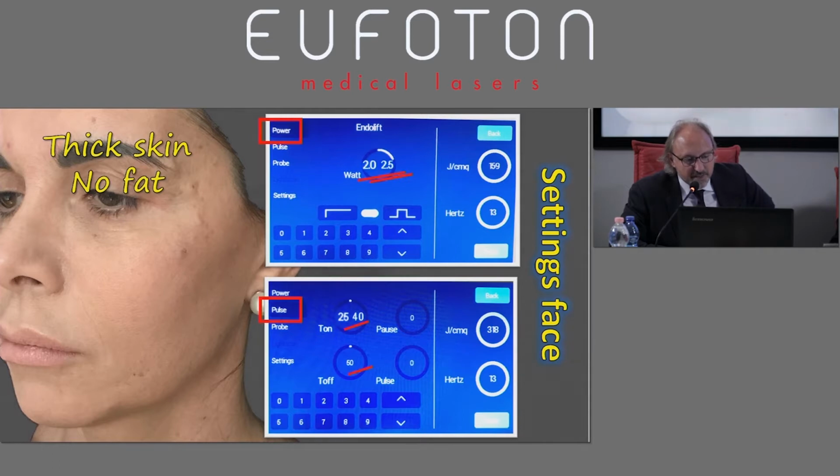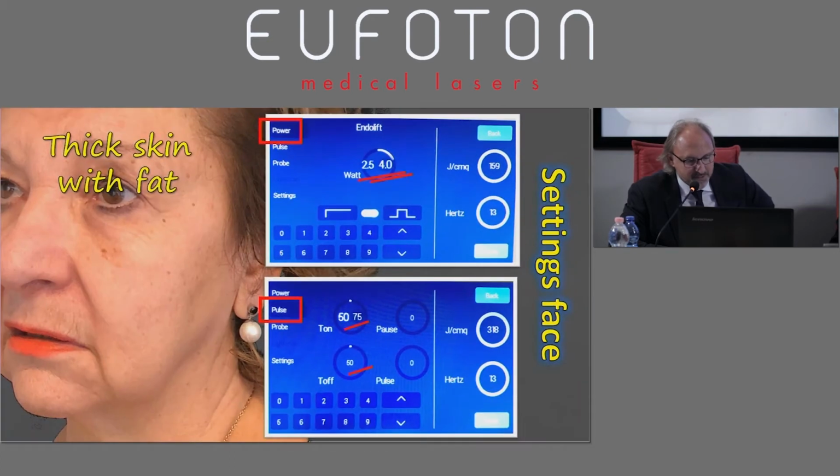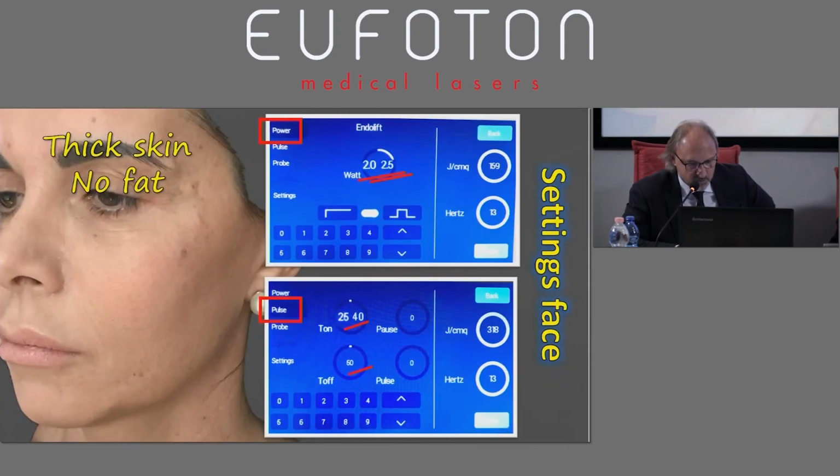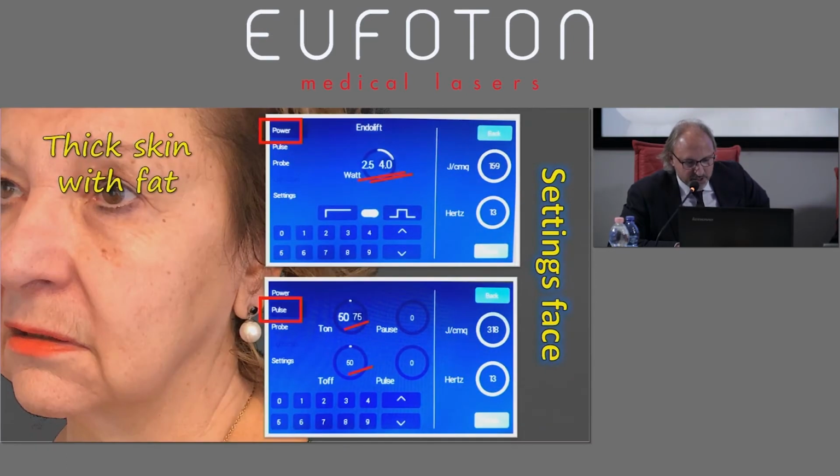Second type: thicker skin tissues, but once again without adipose compartments, no fat. In this case the watts remain the same, 2.5 watts. We lengthen the T-on a little, from 25 to 40 milliseconds, and T-off 50. This is the second type of patient. The third type of patient has thick skin, represented by heavy tissues with fat this time.